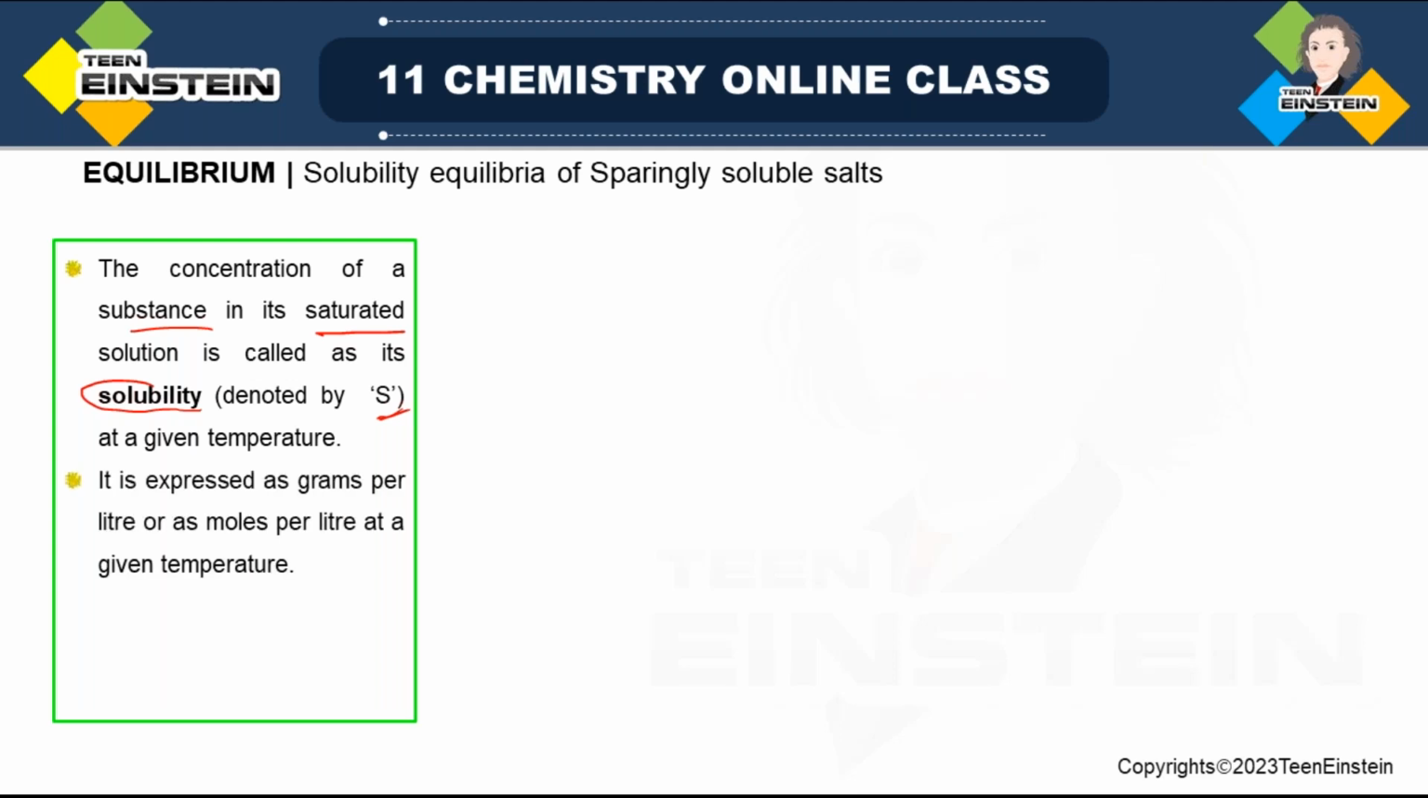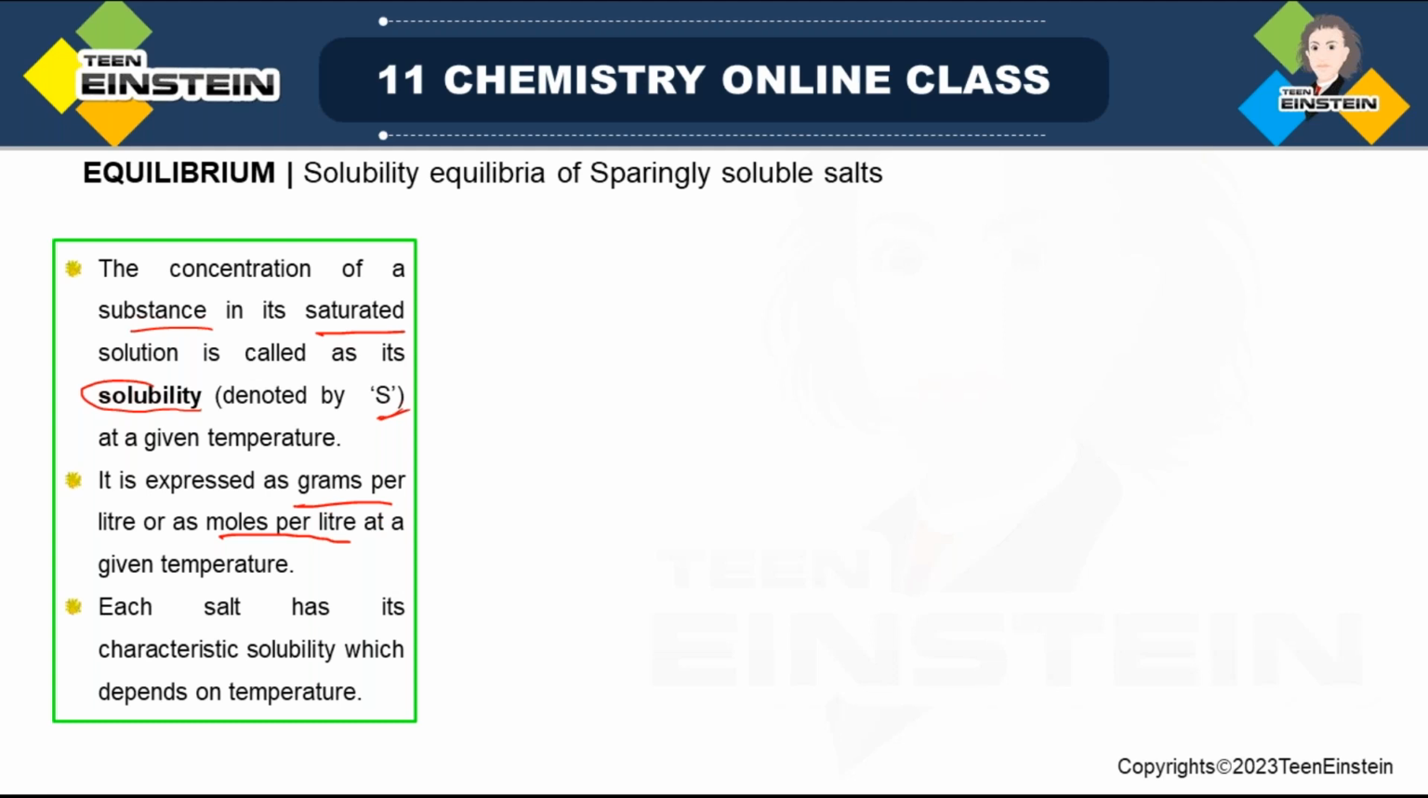So just like concentration, you can also express it as moles per liter, or you can express it as grams per liter. Mostly we express it in moles per liter, and obviously at a given temperature. Don't forget that. Sometimes if temperature is not mentioned, by default you can consider it as room temperature. Each salt has its characteristic solubility and it depends on temperature.